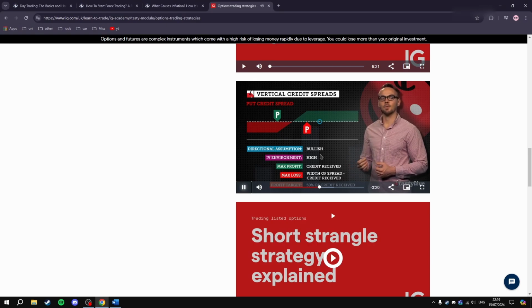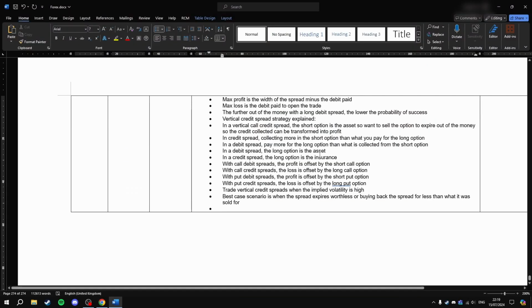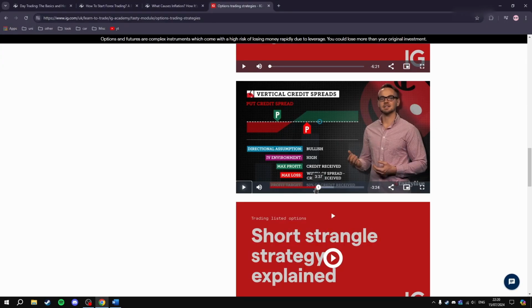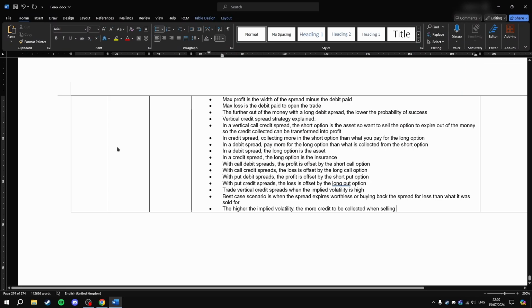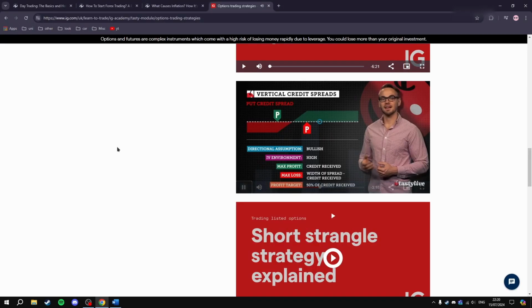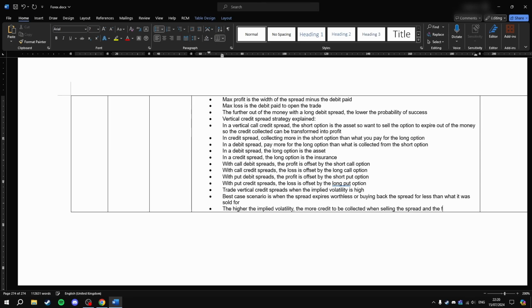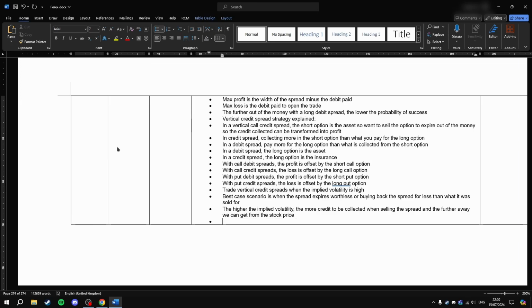The higher the IV is, the more credit we can collect from selling the spread, and the further away we can move from the stock price.